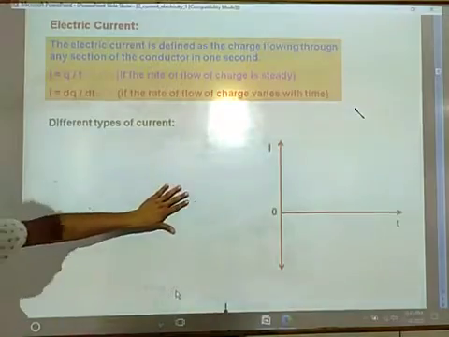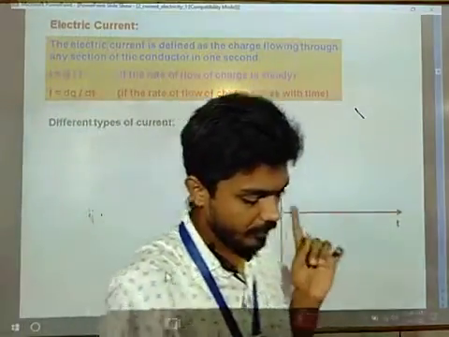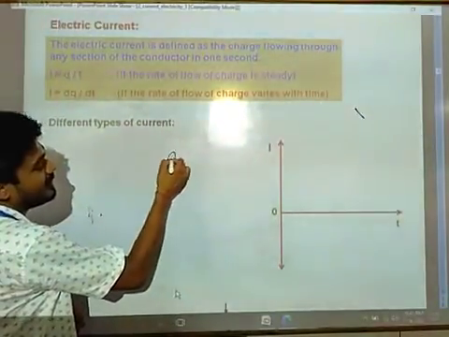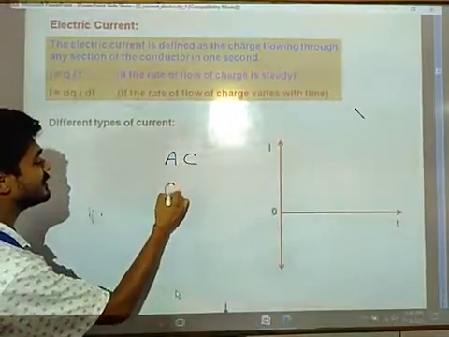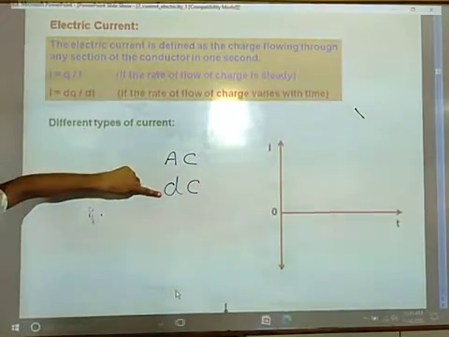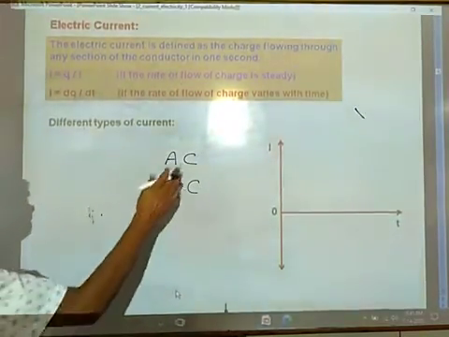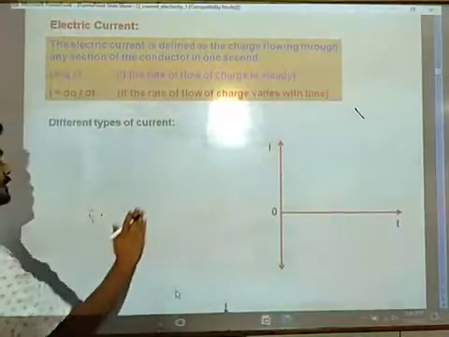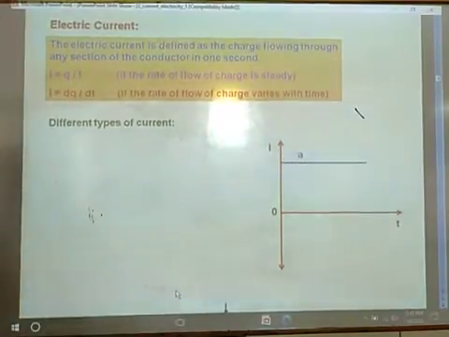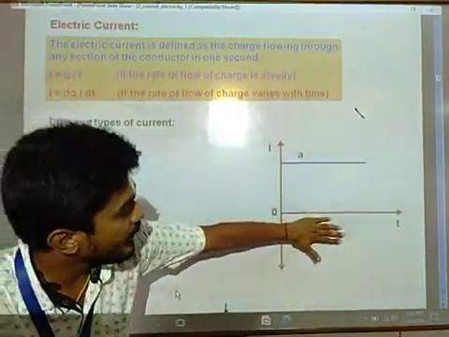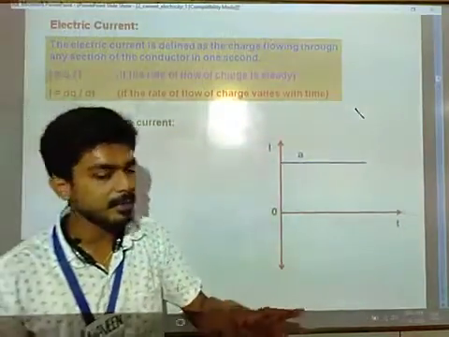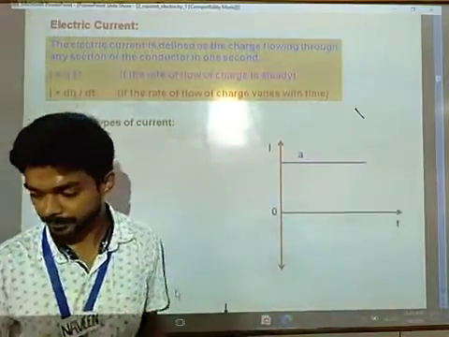There are different types of current we have discussed in class 10. There are two types of current: AC and DC. AC is alternating current, DC is direct current. Here we will discuss these topics in detail. Students, I am drawing a graph between time and current, and we will observe how the different types of current vary with time. Let us start.